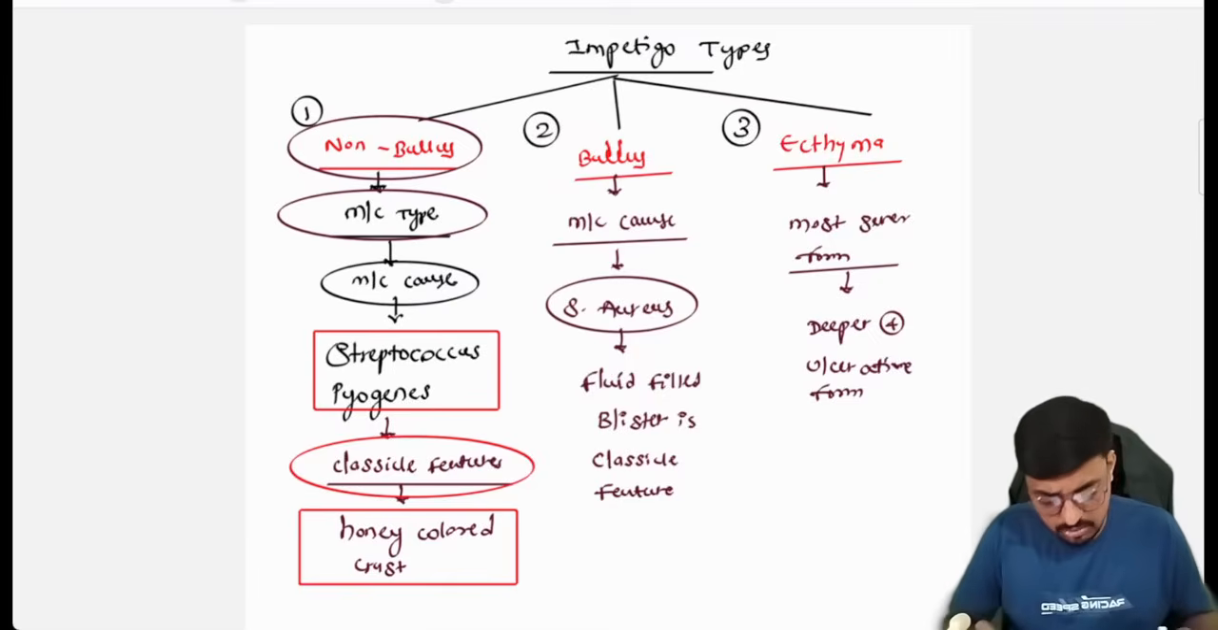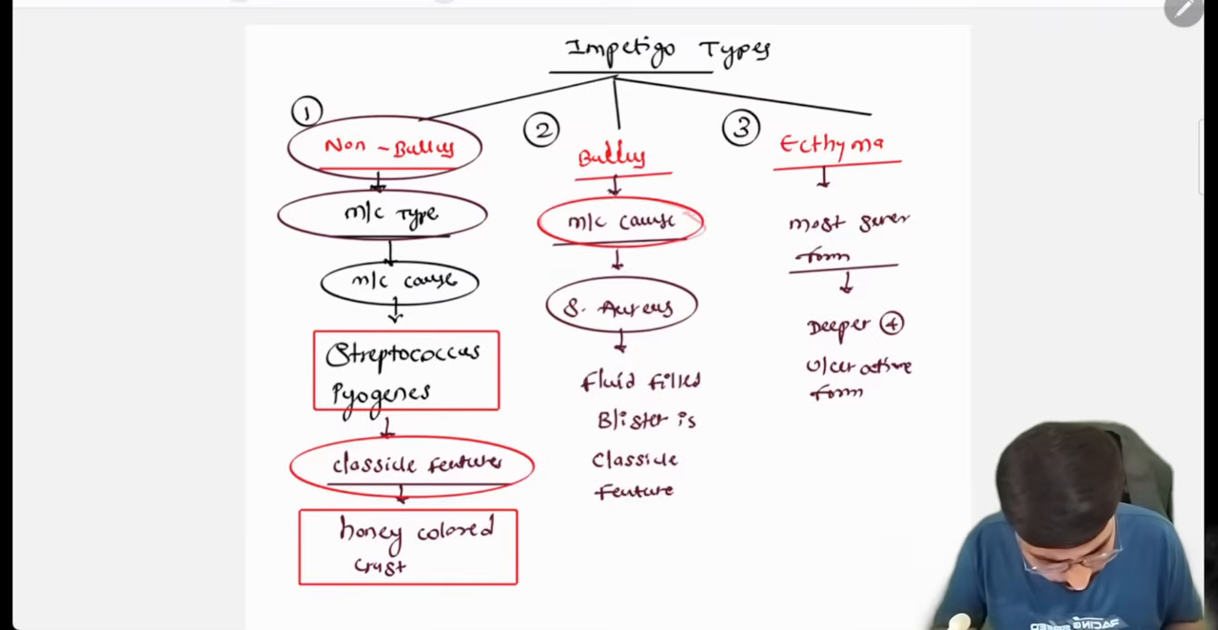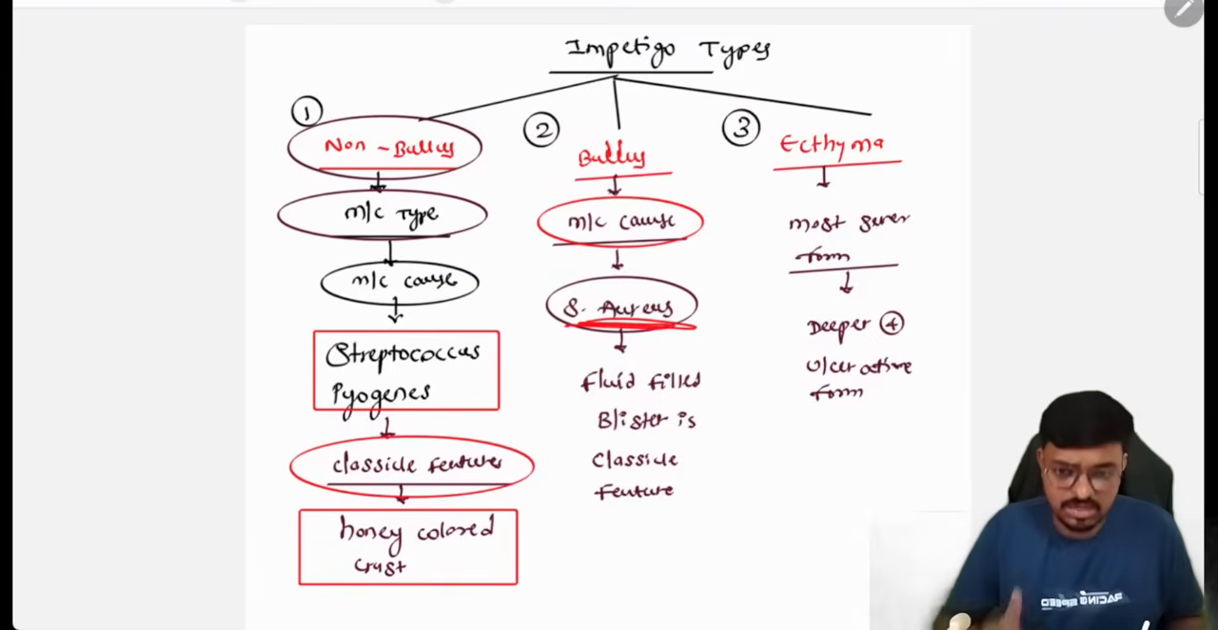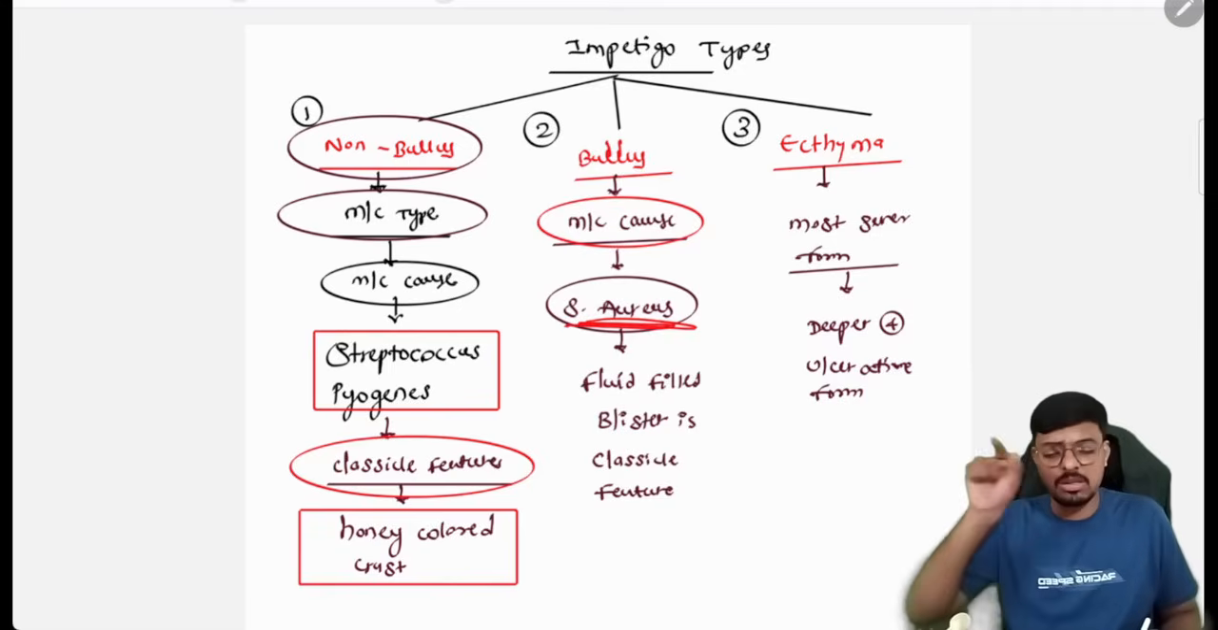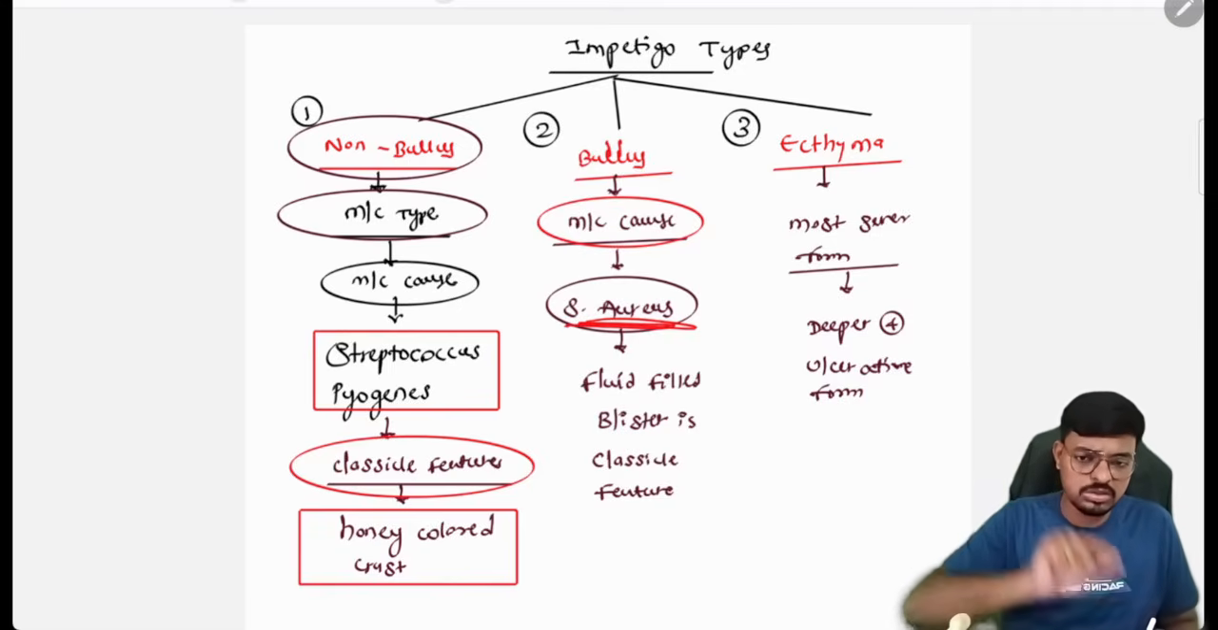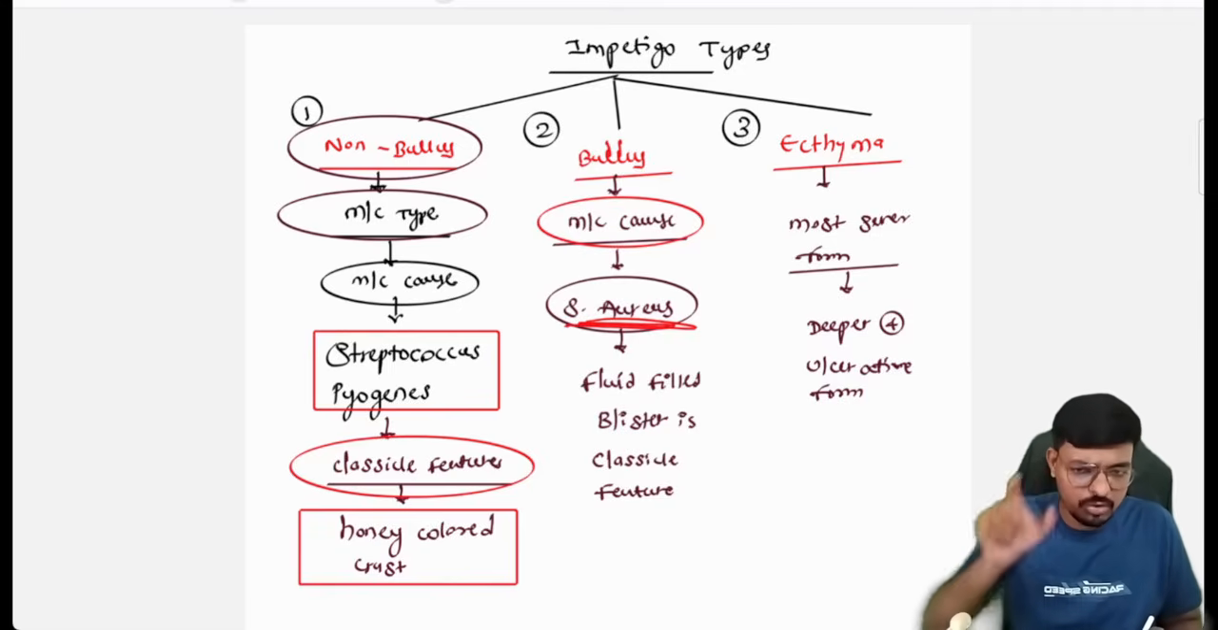In bullous Impetigo, the most common cause is Staphylococcus aureus. Yes, the question is different, so the answer is different. The most common cause for non-bullous Impetigo is Streptococcus pyogenes. The most common cause for bullous Impetigo is Staphylococcus aureus.